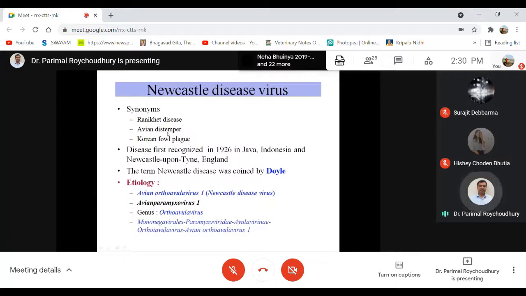Some common names, avian distemper, Korean fowl plague, etc., are used, but these words don't have much sense in the international forum. Nobody understands the Ranikhet disease, so we have to speak about the etiology. So avian orthoavulavirus 1 is the causative organism of Newcastle disease. Earlier it was called avian paramyxovirus 1. Now it is renamed avian orthoavulavirus 1.